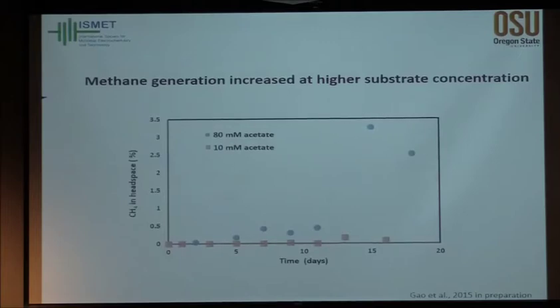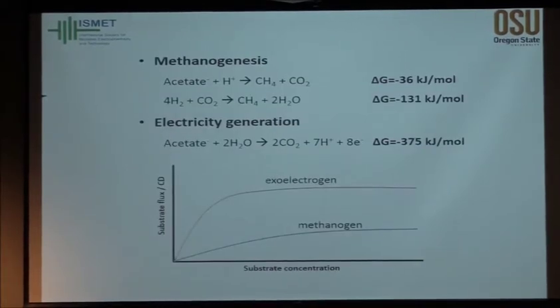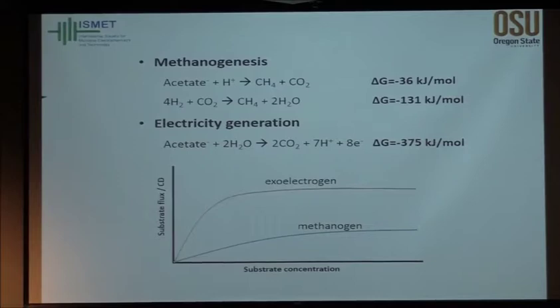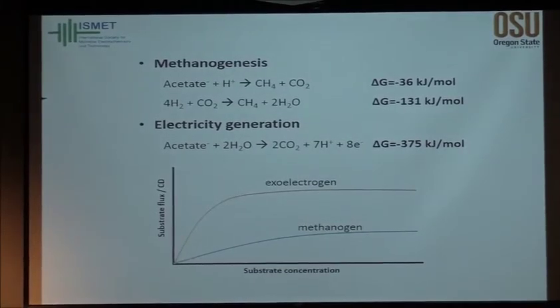As we showed in the lab data here, in single-chamber air cathode MFC, the methane generation is higher when we feed it with 80 mmol acetate than 10 mmol acetate, so methane generation can be increased at the higher substrate concentration. Since methanogenesis is not as thermodynamically favorable as the current generation, the max substrate flux will be lower for methanogens than exoelectrogens.